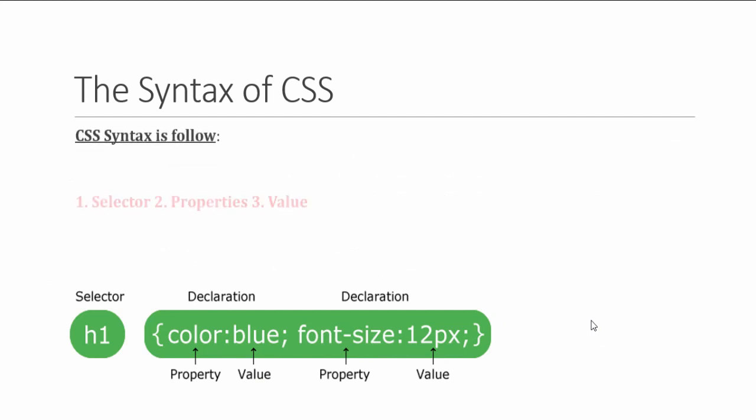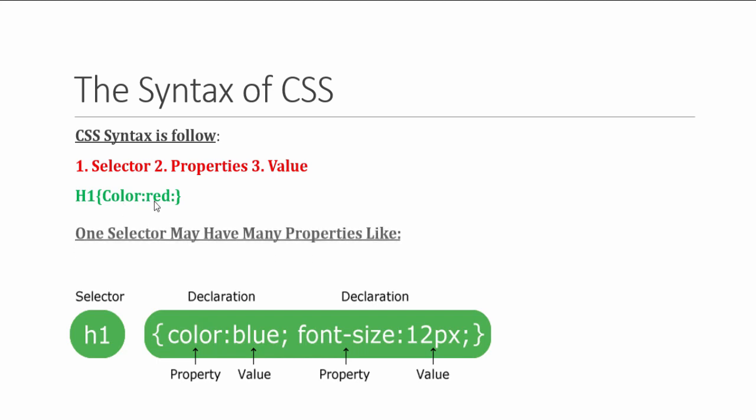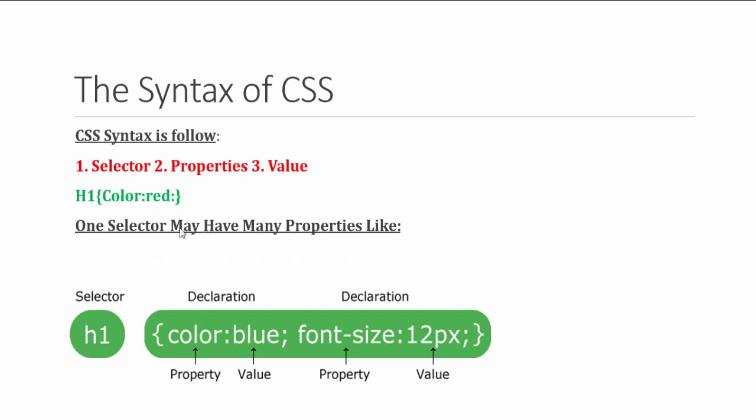Here is the syntax of CSS. First one is a selector, second one is a property, third one is a value. Here H1 is a selector, and this is a property, and this is a value. One selector may have many properties, like this same selector H1, and color is a property and this is a value. This is a property and this is a value, this is a property and this is a value. Those are multiple properties and multiple values.